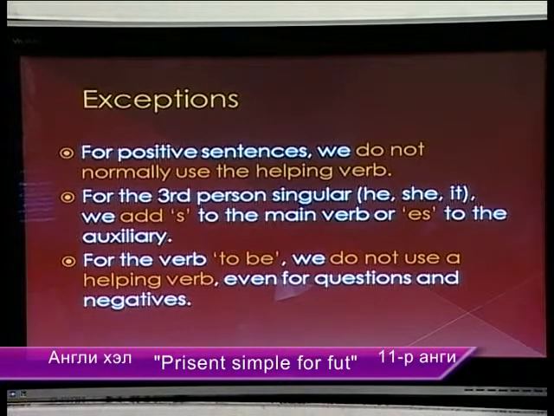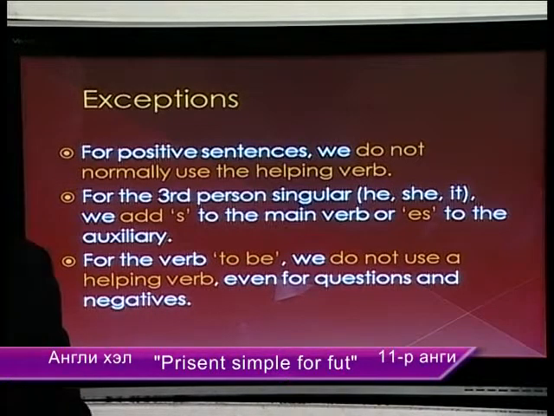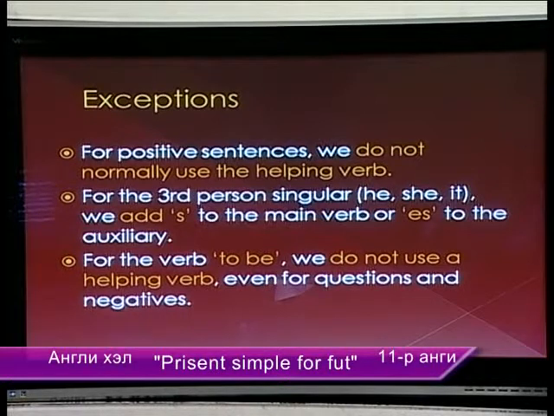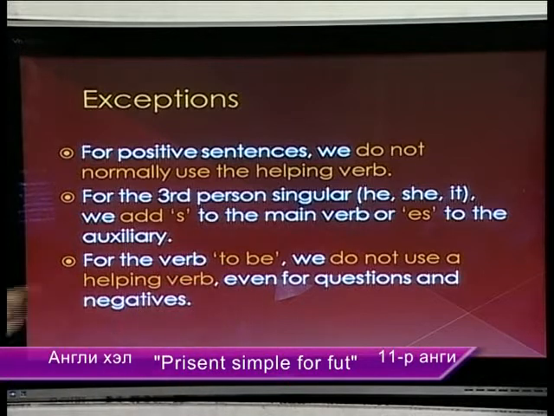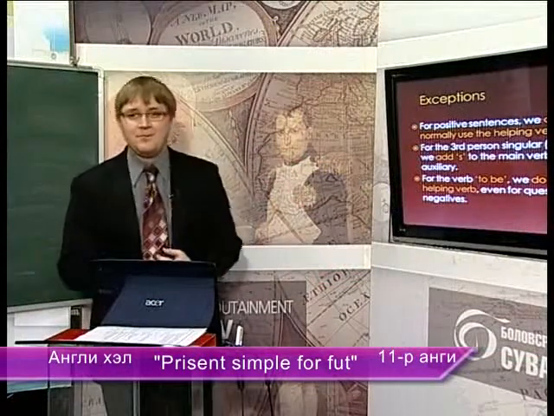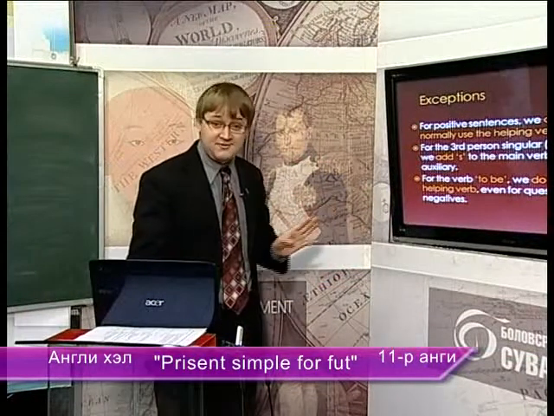For the third person singular, that being he, she, or it, we add s to the main verb, or es to the auxiliary. Auxiliary is another word for helping verb. All right? We're going to look at that later. And for the verb to be, we do not use the helping verb. So if to be, or the be verb, is our main verb, we do not use the helping verb. It's not necessary. It sounds weird. So, even for questions or negatives, that is true.